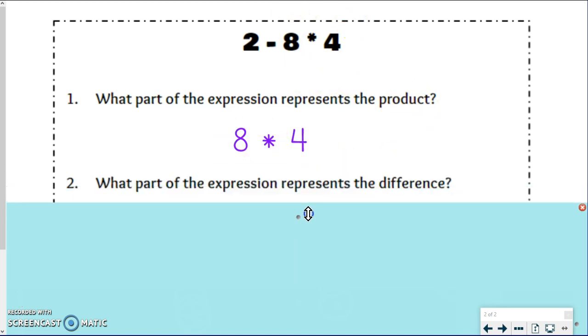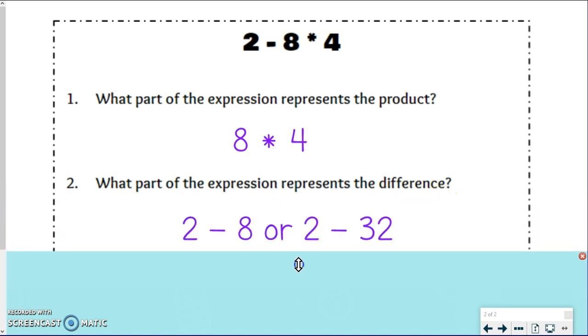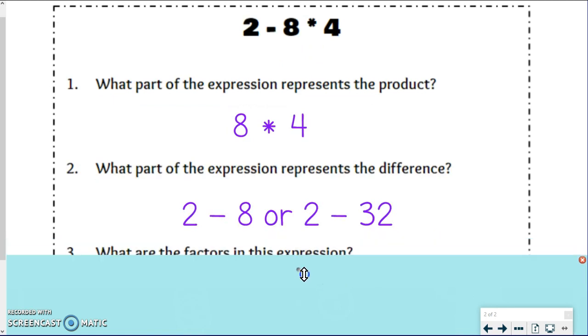Okay, moving on, it says what part of the expression represents the difference? So now difference means subtraction, and if I look, the difference is 2 minus 8. Now again, if you were to actually continue to solve it, you could technically say 2 minus 32, but if I look at the expression as is, I really want to look at the pieces, and 2 minus 8 is really what I'm looking for. But you would be correct by saying 2 minus 32 as well. Okay? All right, the last part, very important.